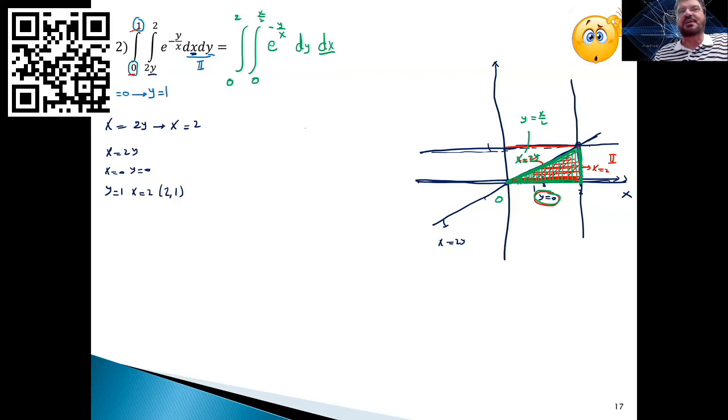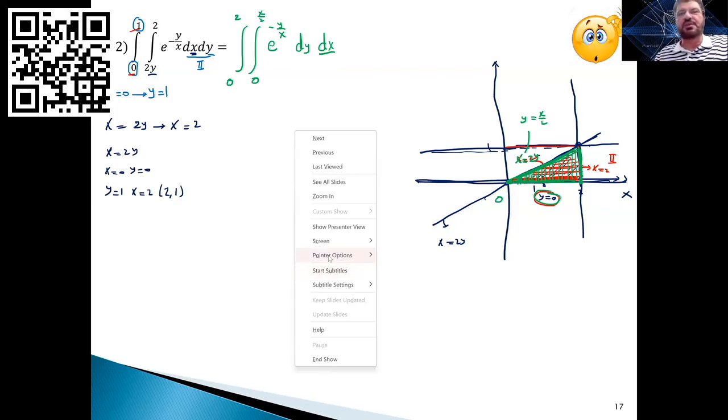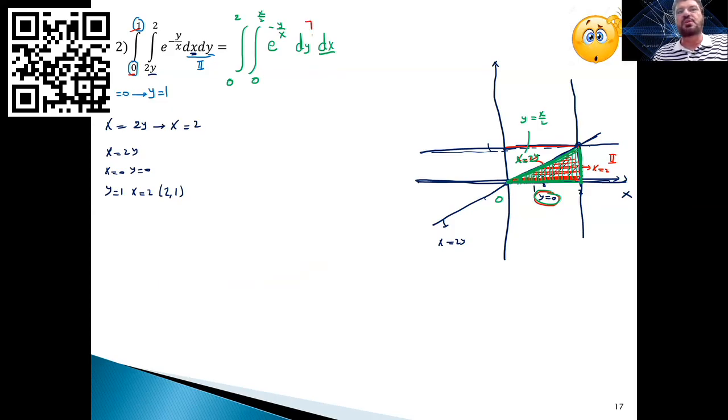Now let's integrate, guys. To integrate this one, I'm going to choose a different color to finish the integration. So we close here and we close there. So this is equal to the integration from 0 to 2. I'm going to integrate with respect to y, guys. So look what we do now. To integrate this one, be careful here. E to the minus y over x dy.